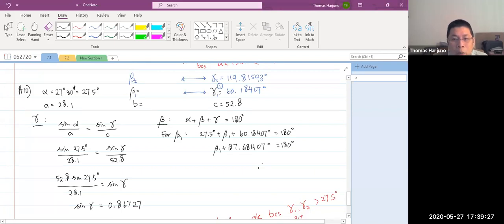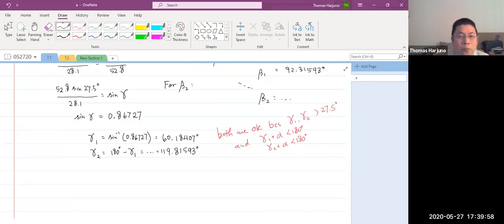So beta 1 will be 92.3159. For beta 2, you can compute it yourself. Consequently, later on, you will have B1 and also B2. Okay? You will also have B1 and B2.